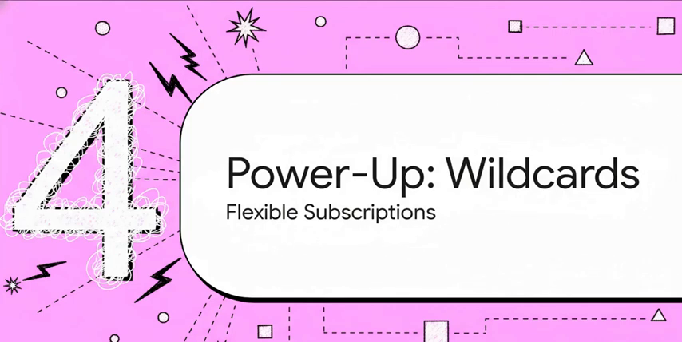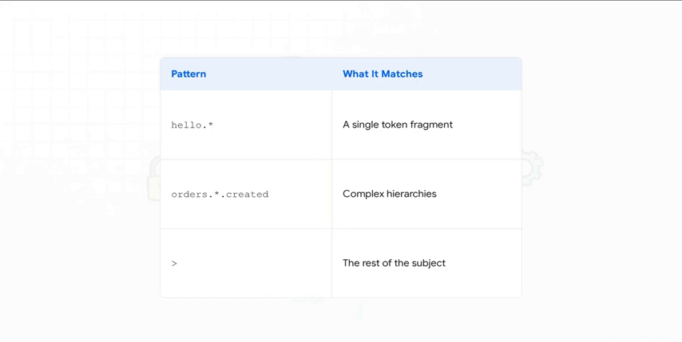This is where another NATS power-up comes into play, and it's called wildcards. Wildcards are awesome. They let a single service listen to a whole bunch of different subjects at once. So the little asterisk, that matches a single word. If you subscribe to hello dot asterisk, you'll get messages for both hello Jeremy and hello world. But the greater than symbol, that one's a real powerhouse. It matches everything that comes after it. If you subscribe to just greater than, you're basically in wiretap mode. You get to see every single message flowing through the entire system. You can imagine how useful that is for monitoring or debugging.